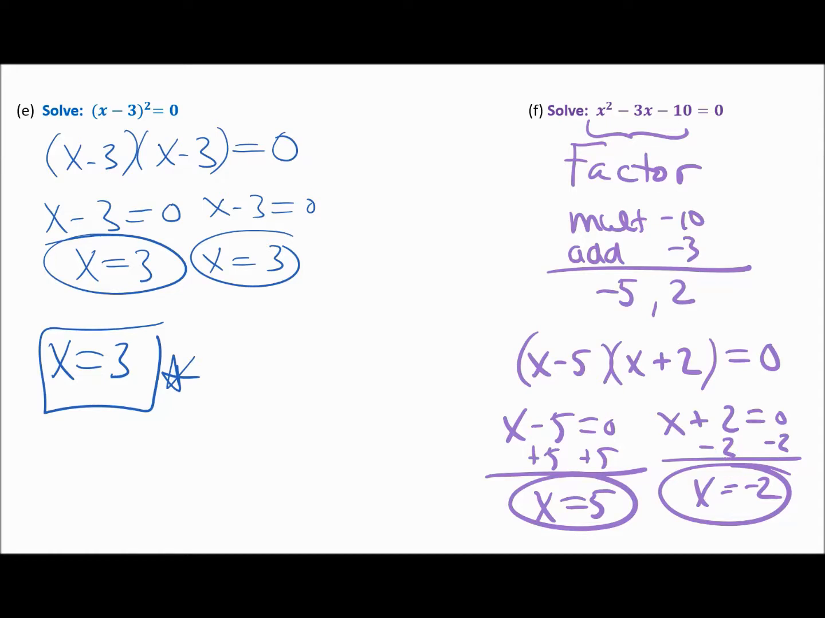Let's check 5. Real quick, let's just do a quick check. So I have 5 squared minus 3 times 5 minus 10. Does that really equal 0? And I got 25 minus 15 is 10. 10 minus 10 is 0. And that checks out. You could also check the -2. And every one of these problems you can check and should check.